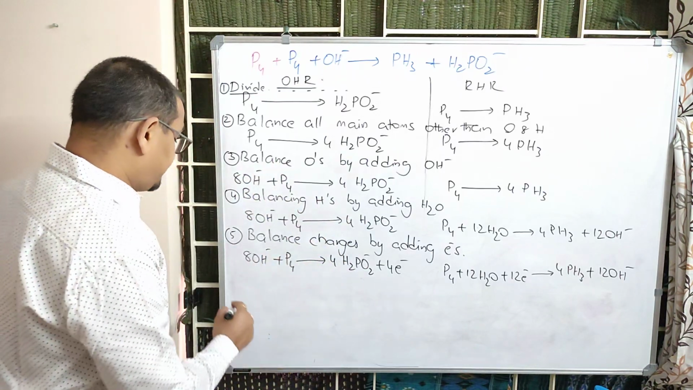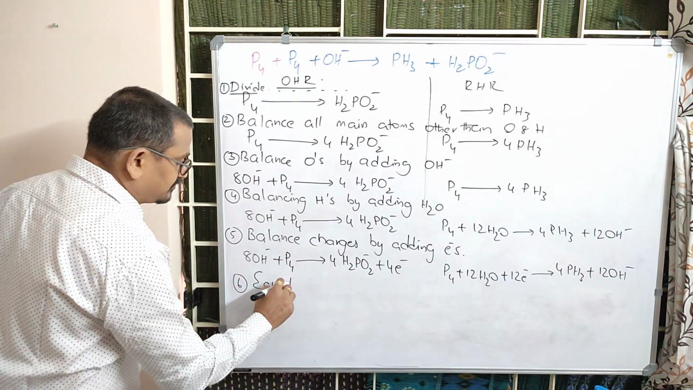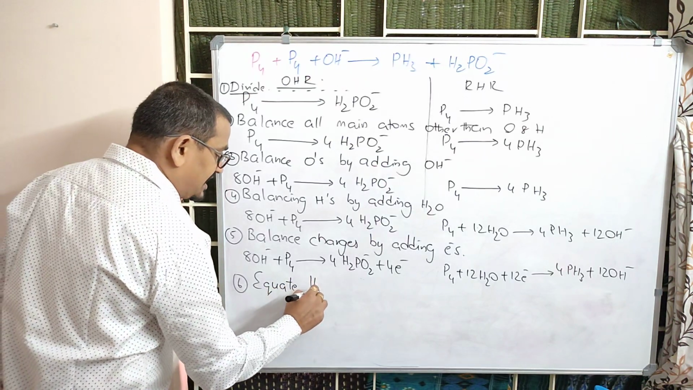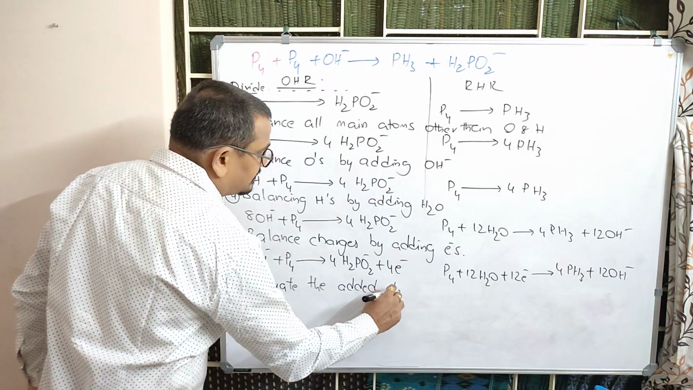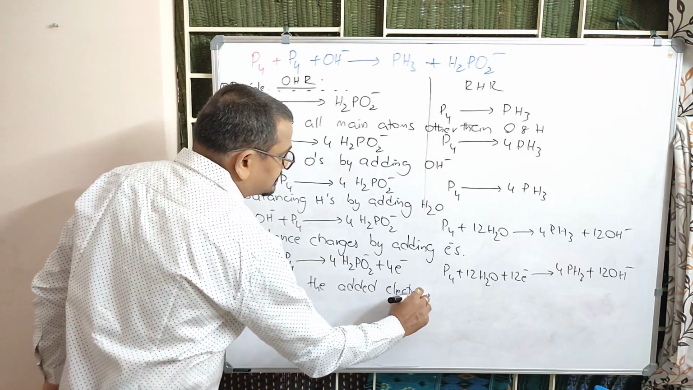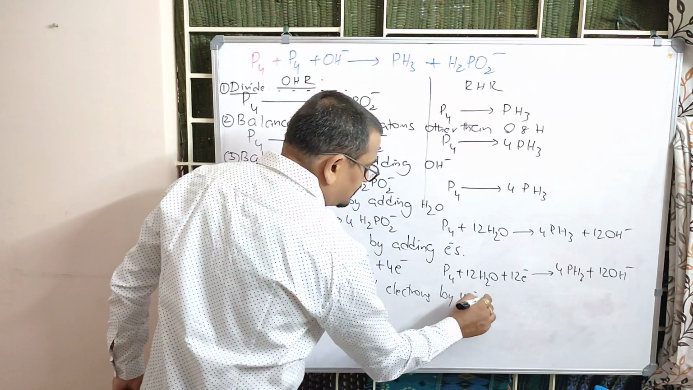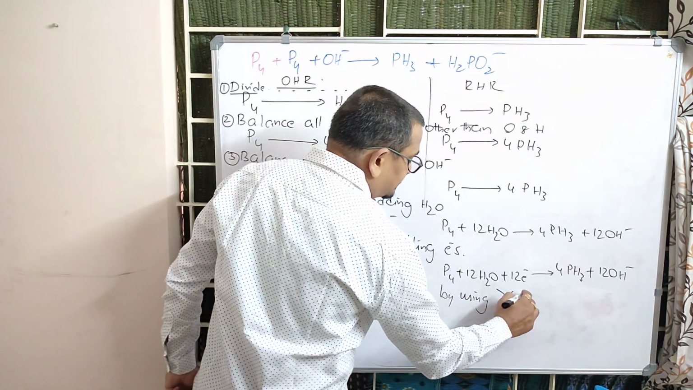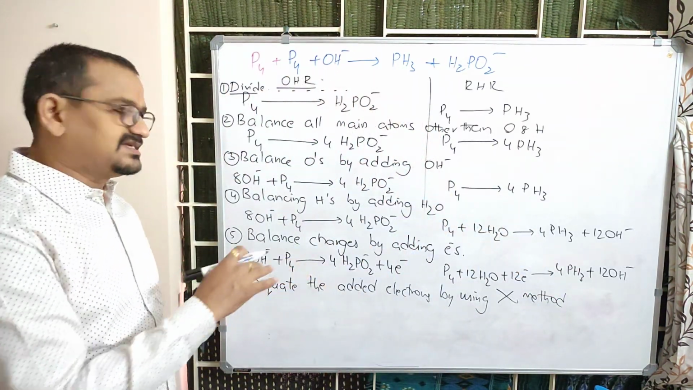What is our next step? Equate the added electrons, by using the crisscross method. Right? We did that in the previous questions.